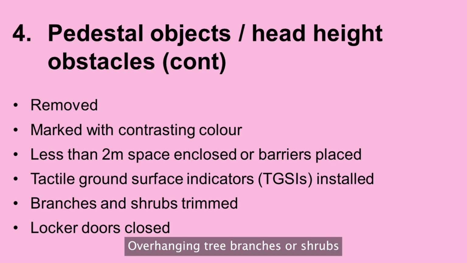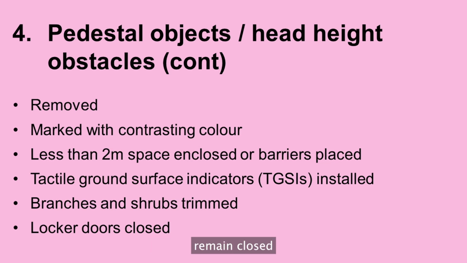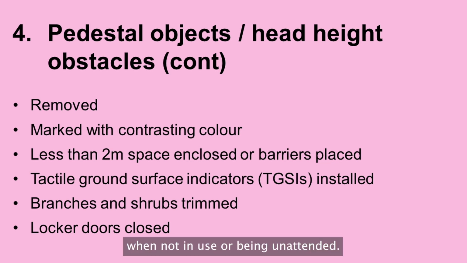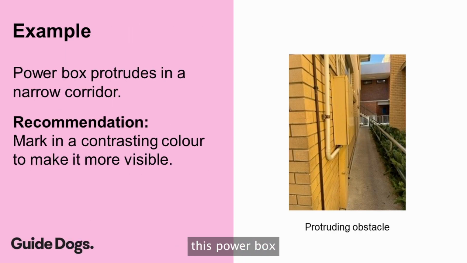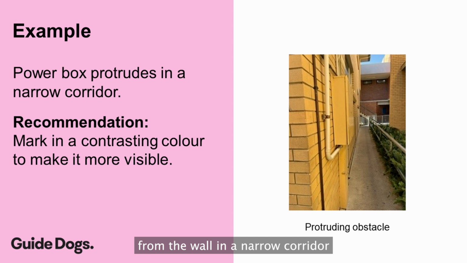Overhanging tree branches or shrubs along pathways pose similar dangers and should be kept trimmed. Locker doors should always remain closed when not in use or being unattended to. Here's an example. This power box protrudes out from the wall in a narrow corridor. Marking in a contrasting colour to the surrounding environment to make it more visible is recommended.